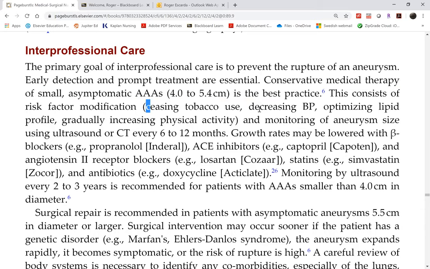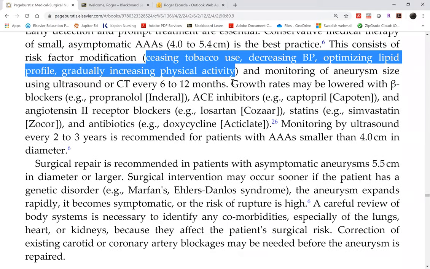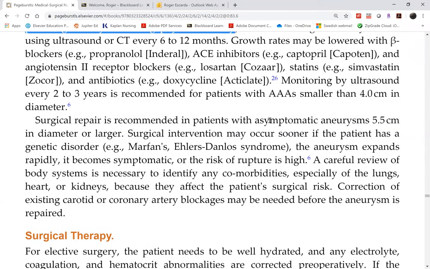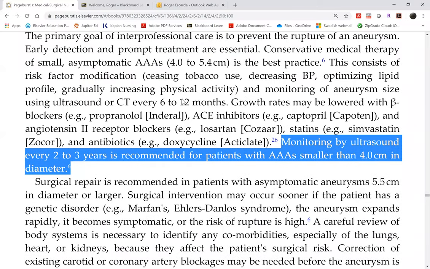So here, stop smoking, manage blood pressure, control cholesterol, and for activity, don't engage in really hard activity, because of course that will increase blood pressure and may trigger a rupture. Blood pressure medications, of course, are used, beta blockers, ACE inhibitors, you know them. Once the aneurysm is already diagnosed, it will have to be monitored, along with decreasing the risk factors.